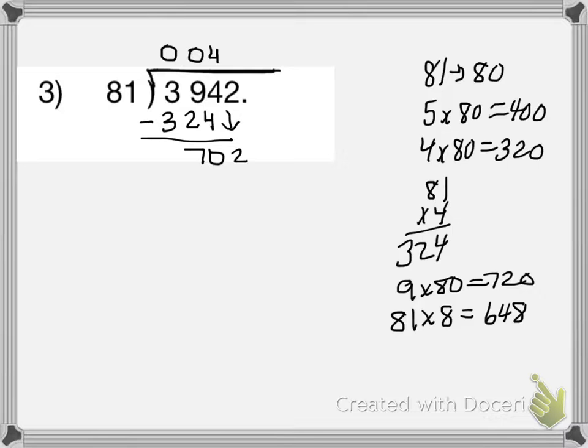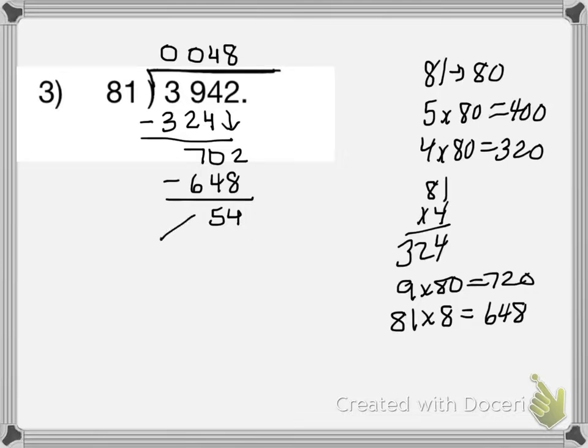And that's 648. We're going to subtract here. I'm going to count up here instead of showing the borrowing. 648 up to 700 has a difference of 52. And then another 2 to get to 702. So that's a difference of 54.